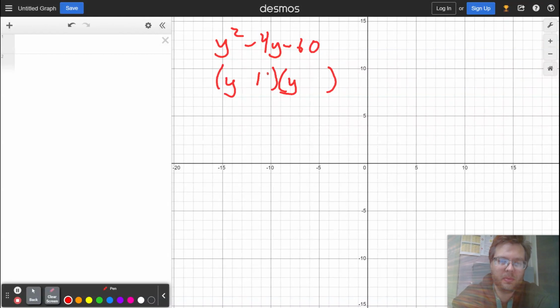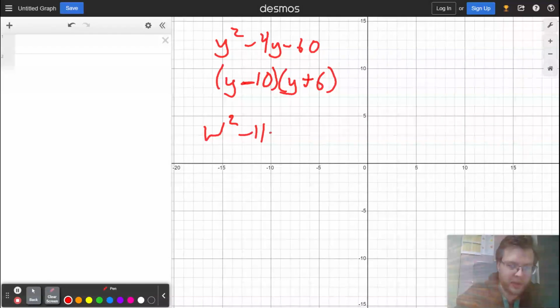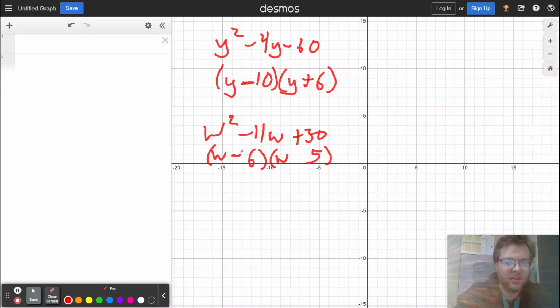So two numbers that multiply to make 60 could be 10 and 6. And I chose 10 and 6 because they're 4 apart from each other. I'm going to make that a negative 10 and a positive 6 because that adds to make negative 4. So there's that. Next one on the sheet was w squared minus 11w plus 30. Here we have two numbers that multiply to make 30, like 6 and 5, and that also add to make 11, negative 11. So I'll make them both negative to get to positive 30 and to get to negative 11w.